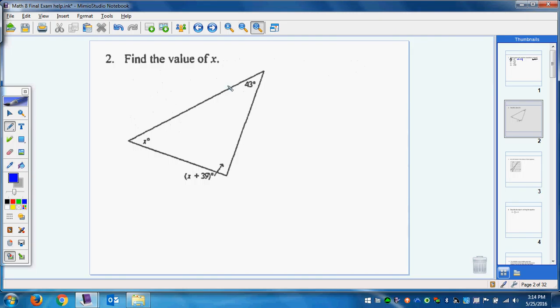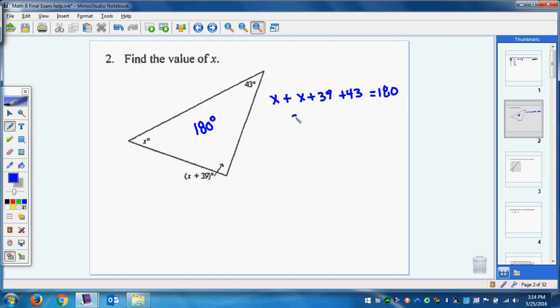All right, number 2, find the value of x. We did this at the very beginning of the year. We remember that a triangle's interior angles are all equal to 180 degrees. So all you have to do is add up all of your angles and set it equal to 180. So you can start off with your x plus your x plus 39 plus your 43, and that's going to be equal to 180.